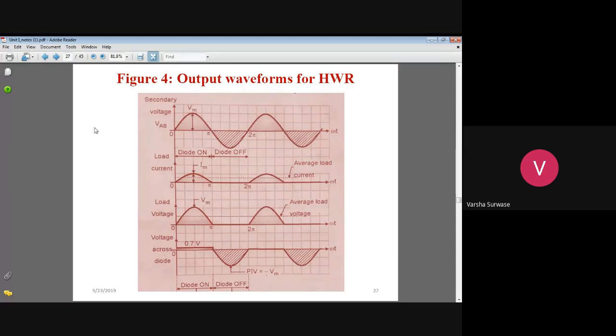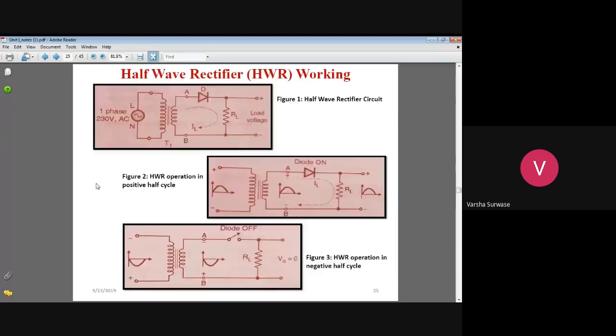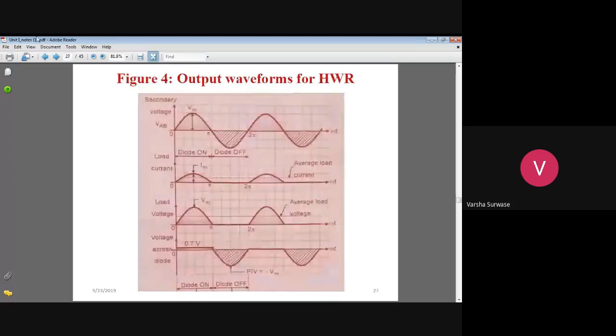These are the output waveforms for the half wave rectifier. I will share the PPT with you and you have to draw this diagram in your notebook. You have to draw the circuit diagram. These 3 circuit diagrams you have to draw, as well as these waveforms.